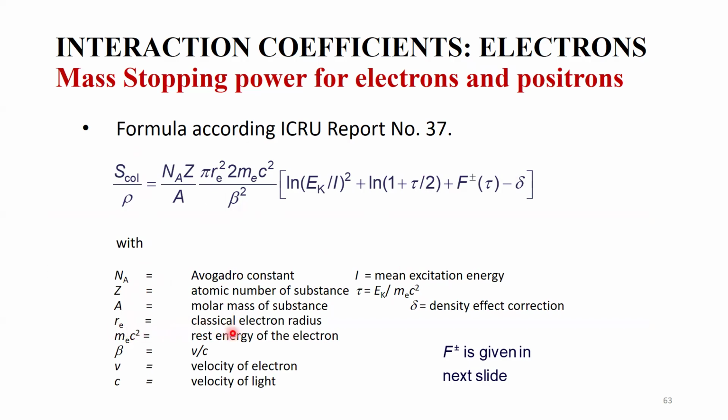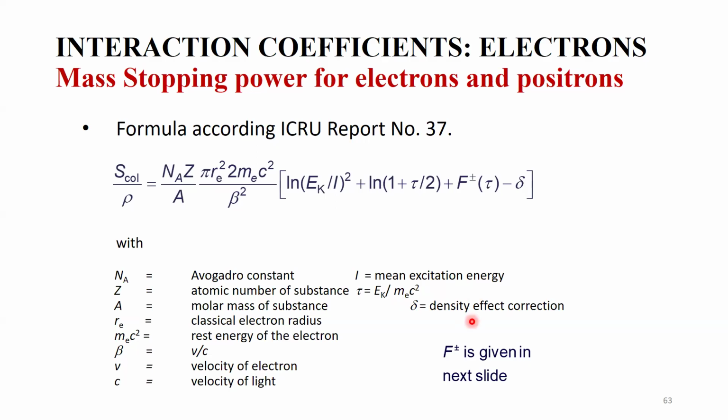RE, the classical electron radius, MEC squared, the rest energy of the electron, beta, which is v over c, where c is the velocity of light and v is the velocity of the electron. I is the mean excitation energy, delta is the density effect correction. So these theories are used to calculate the mass collision stopping power.